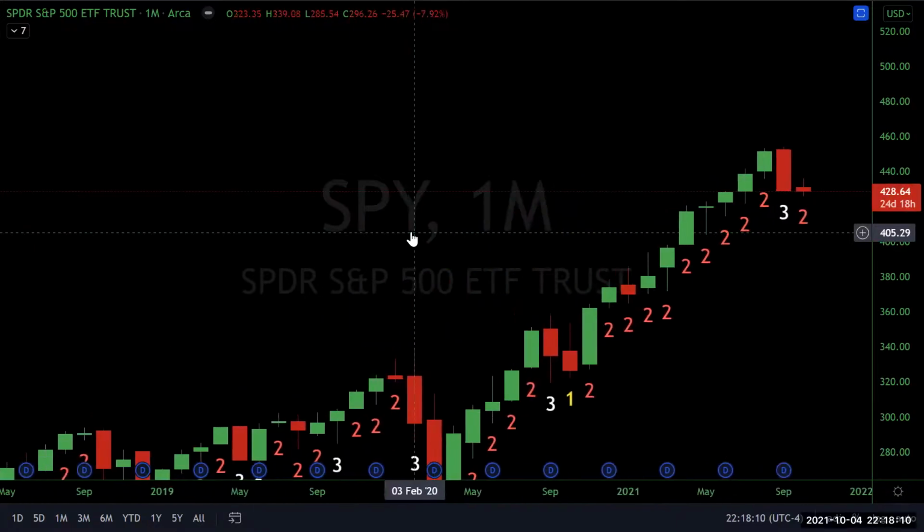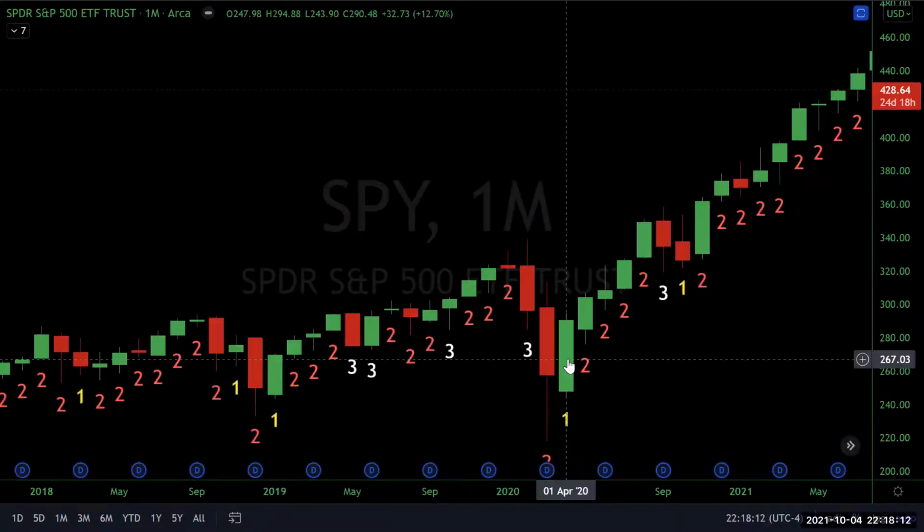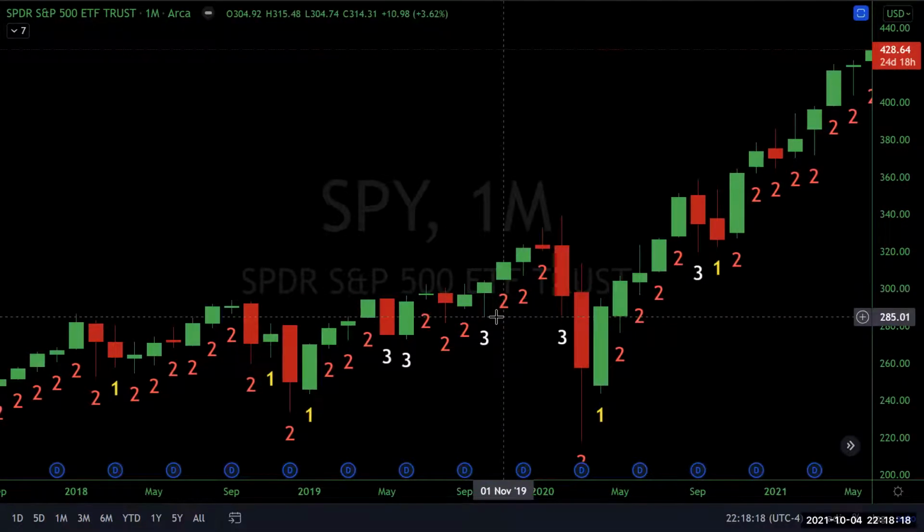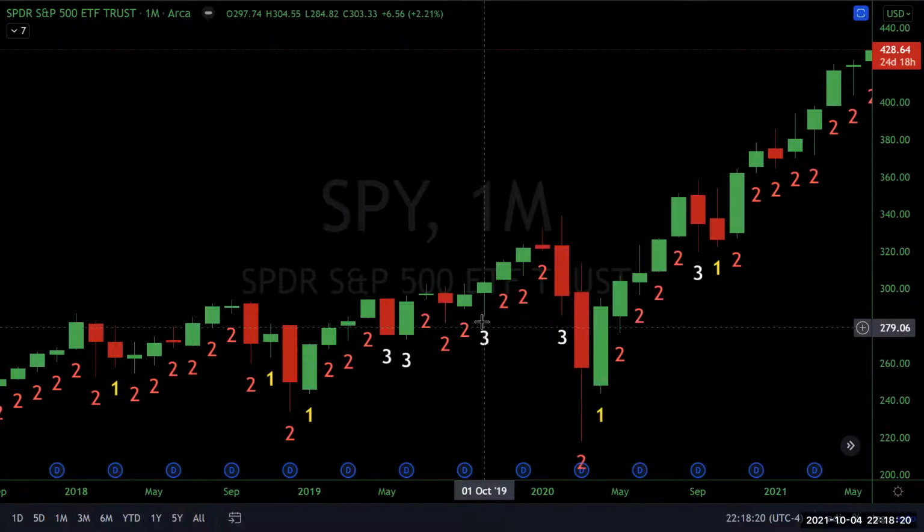Let me find a green one. That's a red three. All right, so boom, this green three. Same thing, just vice versa. At one point, this was a red two down, because it broke this low over here. We know that because of the wick.